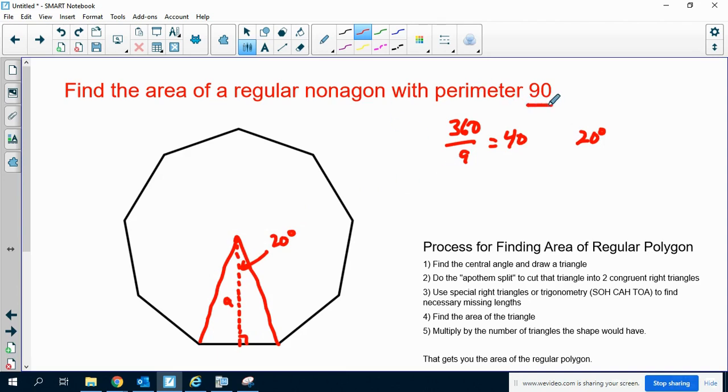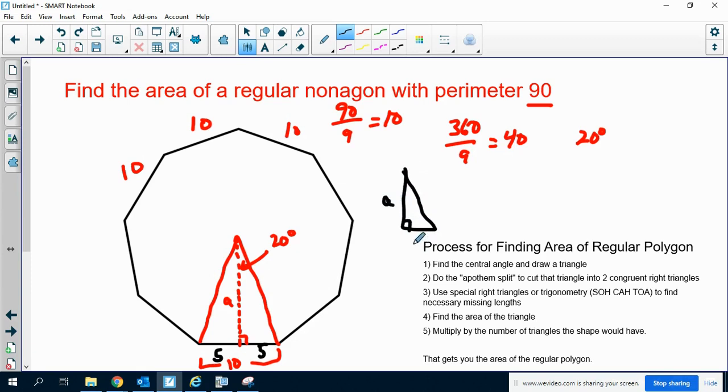Then I'm given that the perimeter is 90. There are 9 sides, so I take 90 and divide it by 9. So each side length is 10. So all of these sides are 10, which means that when I do the apothem split, that turns into a pair of 5s. So now I'm just redrawing it to make it a little bit easier for you to see. This is the apothem, this is 5, this angle is 20 degrees.